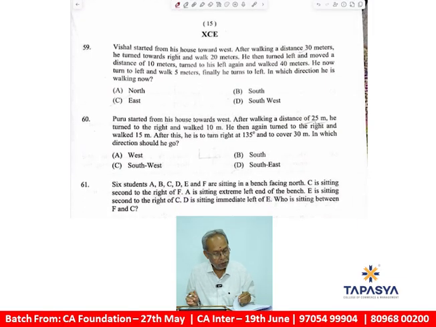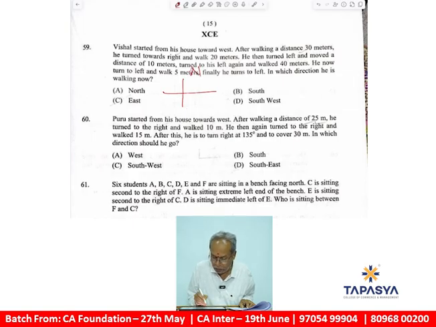Next, all the remaining problems are on direction sense. Vishal started from his house. He is moving towards the west. After walking a distance of 30 meters, he turned right and walked 20 meters. So Vishal has started from his house. Take the origin with the x-axis and y-axis. Write the directions north, south, west and east. So he started from his house towards the west.